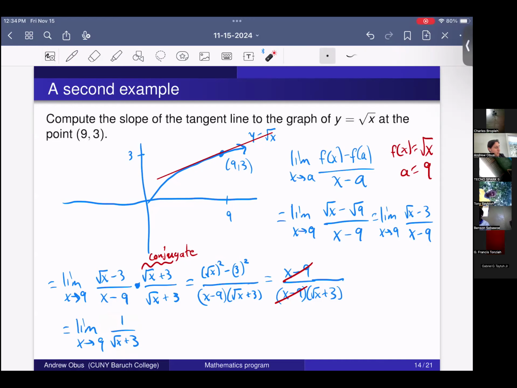Now we have something where we can just plug in x equals 9, because this is no longer going to make the denominator 0. So what we get here is just 1 over square root of 9 plus 3, and that's equal to 1/6, which is going to be the answer.